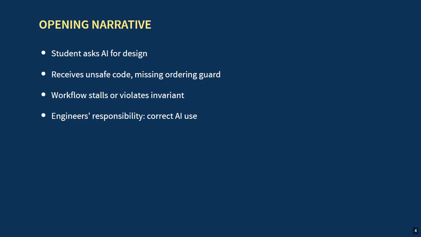Let's start with a scenario. Imagine a student asks an AI for a design solution. They receive code that seems confident but misses a vital ordering guard. This can lead to workflows that are either stalled or violate important invariants. Wait, so does that mean we should always double-check AI-generated code? Exactly. This situation raises a fundamental question for engineers. How can we responsibly use AI-generated designs while ensuring correctness in our systems?